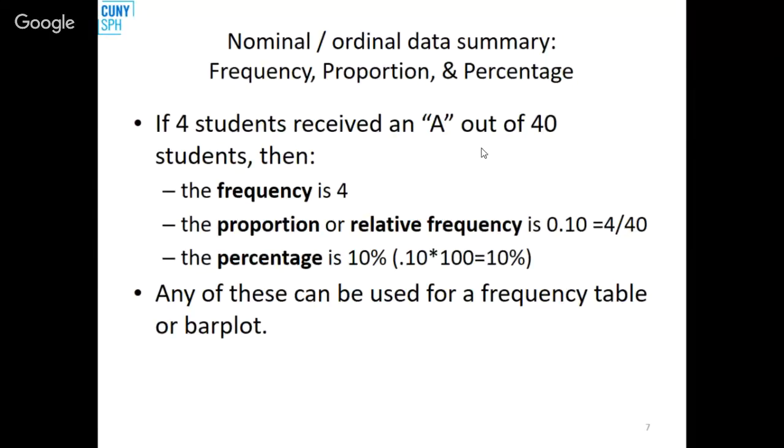We have 1, 2, 3, 4, 5, 6, 7, 8, 9, 10, 11, 12, 13 people here. We had, was it 3 who had something out of a wrapper, and 5 who didn't have any breakfast. Then these are all equivalent ways that we could summarize that data.